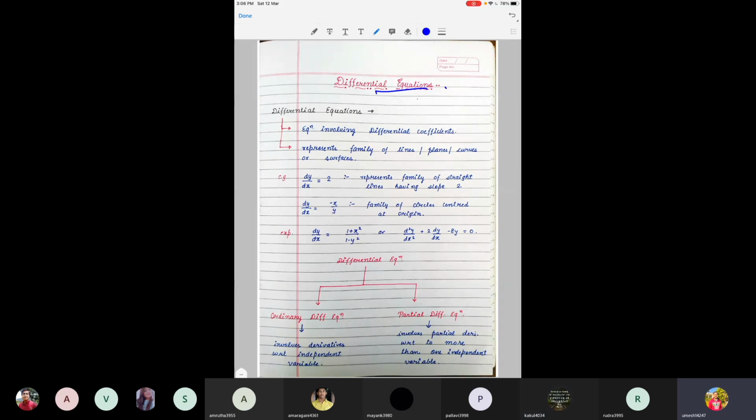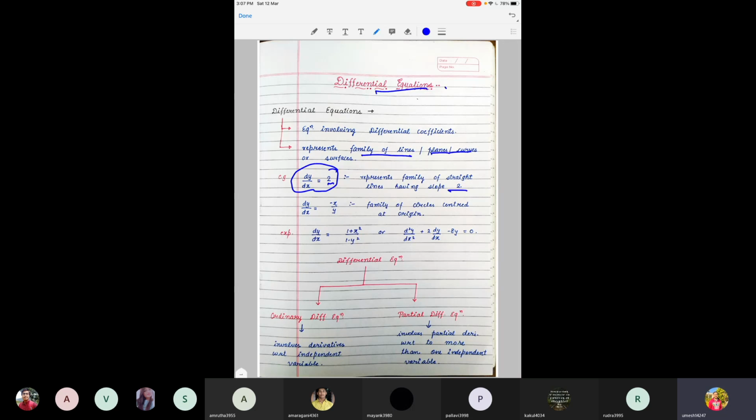So we have differential equations. Imagine you're sitting in an interview and someone asks you, what is a differential equation? We just have to tell him that differential equations represent a family of lines, planes or curves. If I give you an example, dy by dx is equal to 2, in common terms it means the slope of the equation is 2. It represents a family of straight lines whose slope is 2.